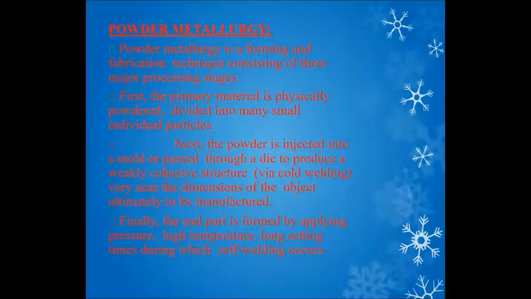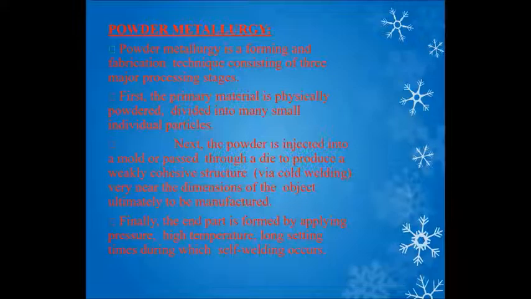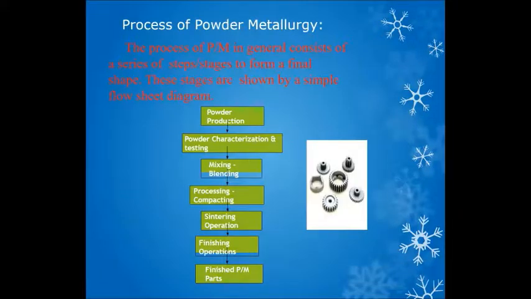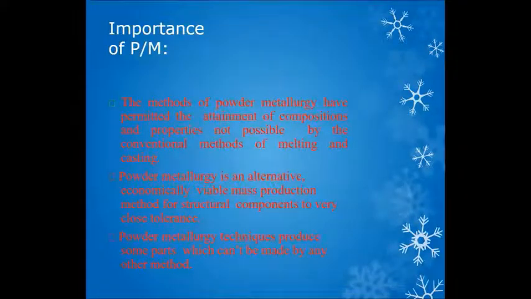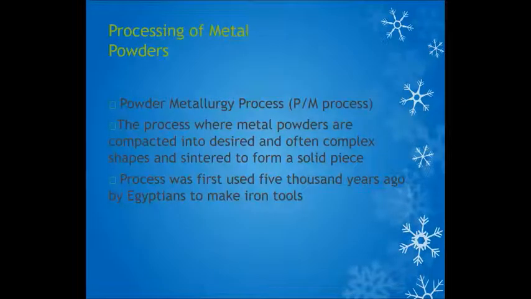Powder metallurgy is a forming and fabrication technique consisting of three major processing stages. First, the primary material is physically processed. The process in general consists of powder production, powder characterization testing, mixing, binding, processing, compacting and sintering operations. Powder metallurgy is an improved alternative compared to conventional metallurgy, being more economical for large production areas. The method has permitted composition and properties not possible by the conventional method.